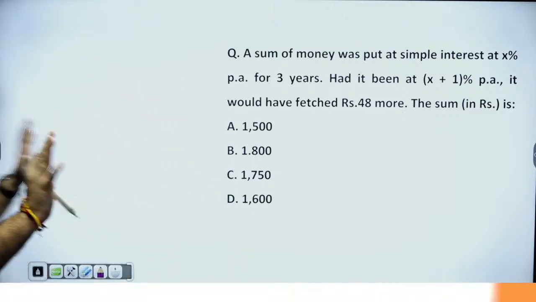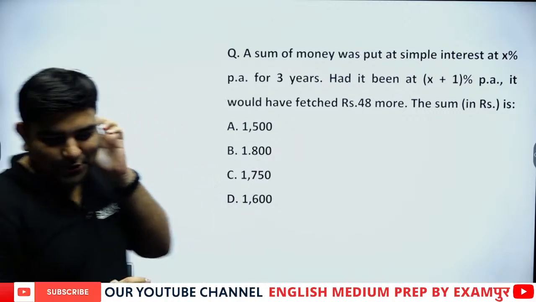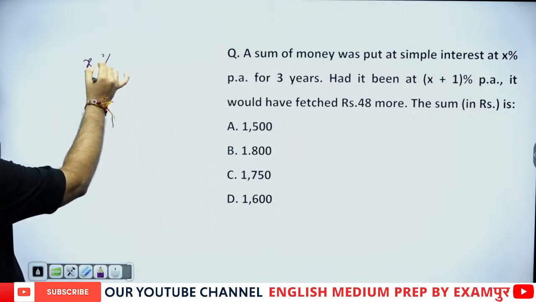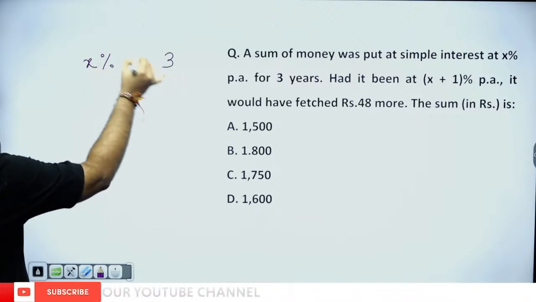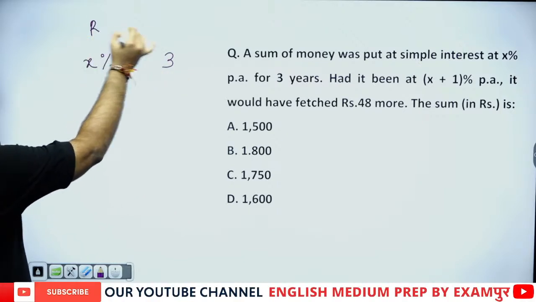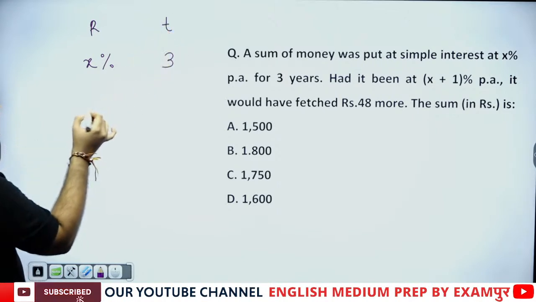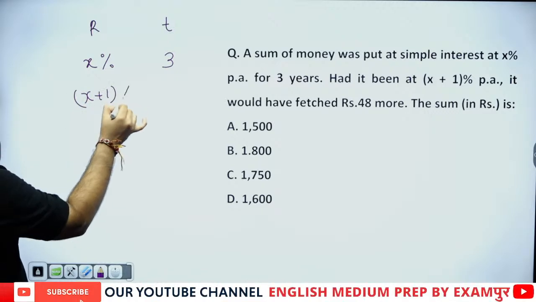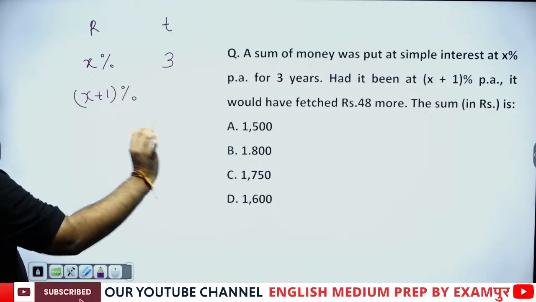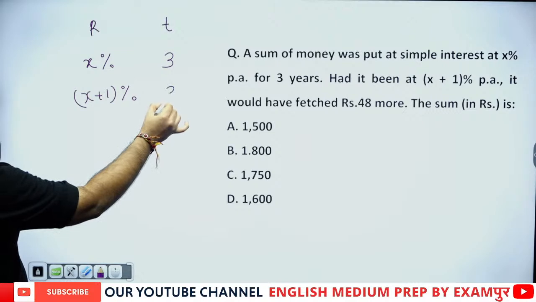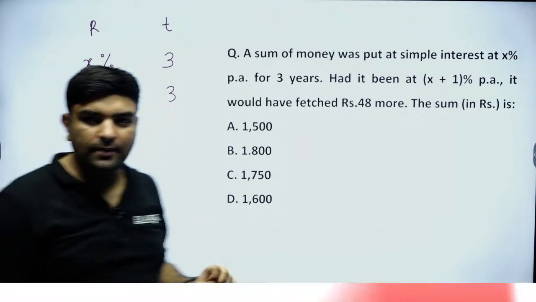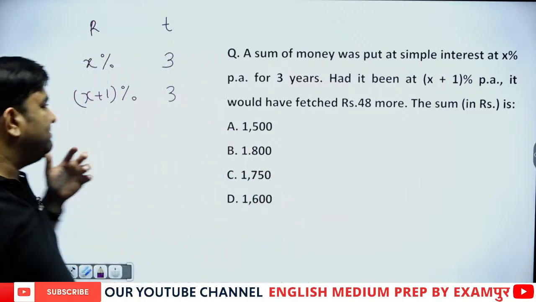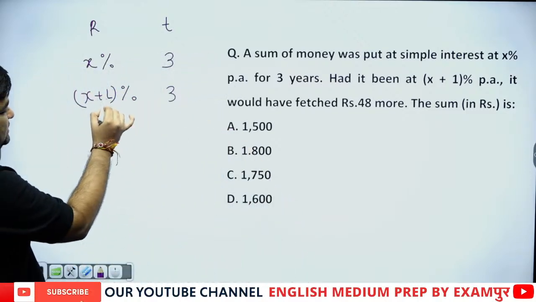Okay. See, guys, see what we are going to do. Initially, you are lending at X% per annum for 3 years. Then you are lending at X plus 1% for 3 years only, the same years. Can I say in the second case, the rate is 1% more?